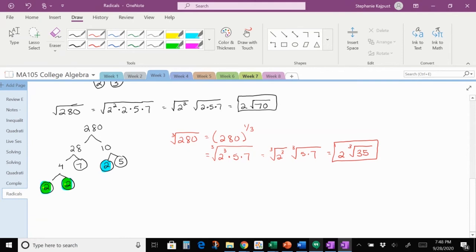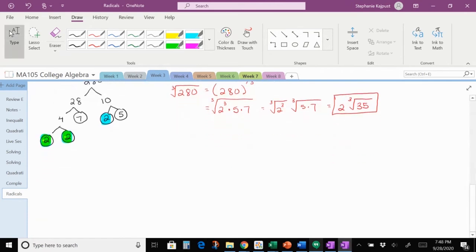So we get different answers depending on whether it's a square root or a cubed root, because we have to group things differently. You group it in pairs if it's a square root, in groups of 3 if it's a cubed root. If it's something like a 4th root, you're going to be grouping them with exponents of 4. A 5th root is grouped with exponents of 5. That's how you work with numbers with radicals.